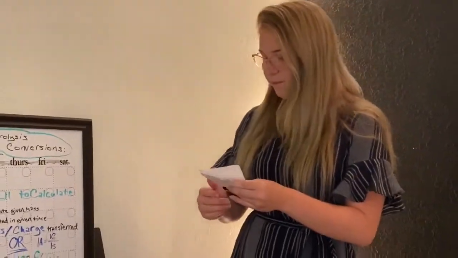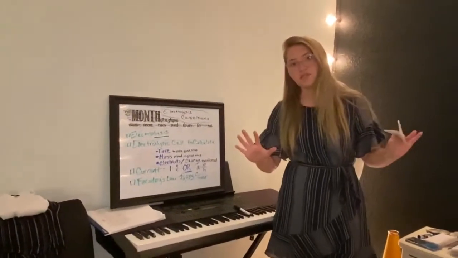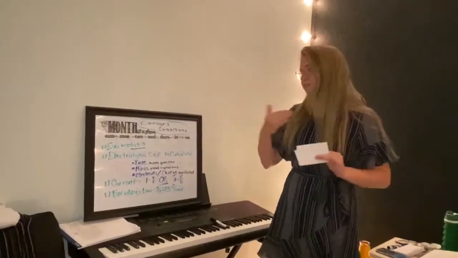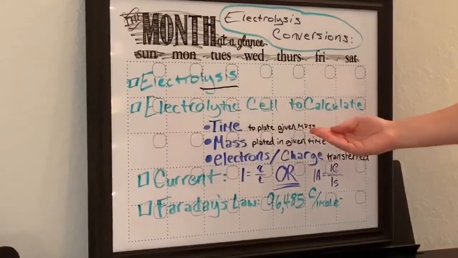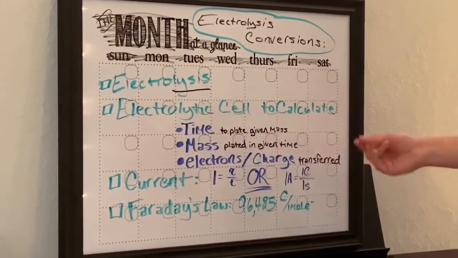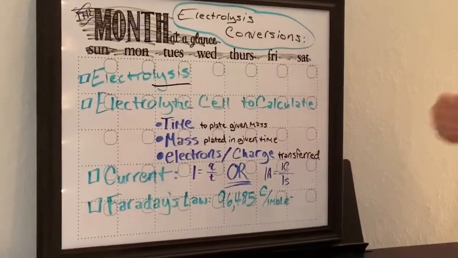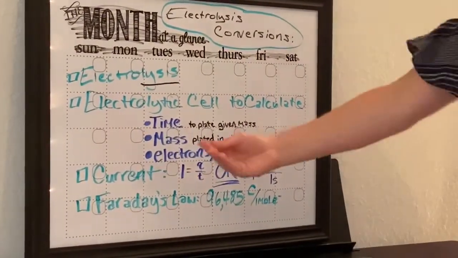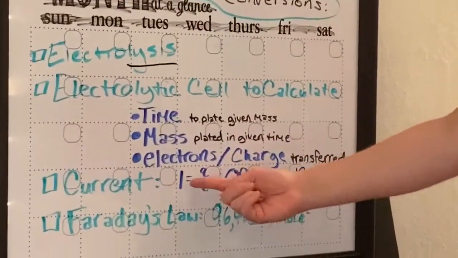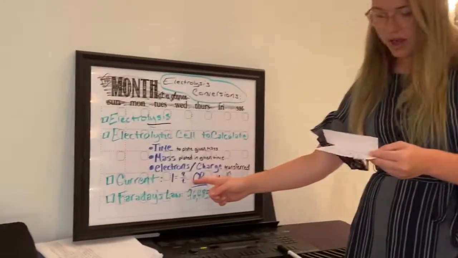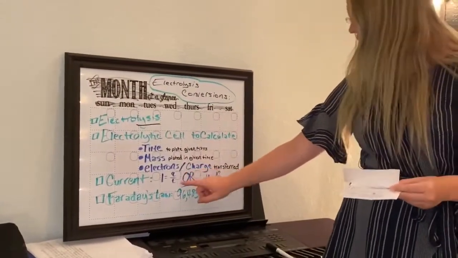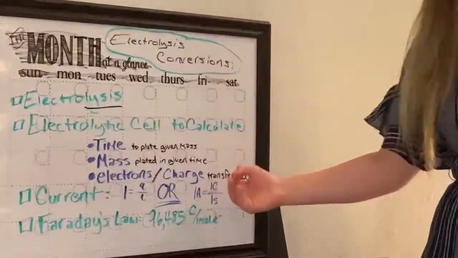Electrolytic cells are different from galvanic cells in that current is applied. You can use an electrolytic cell to calculate the time to plate a given mass, or the mass plated in a given time, and the electrons or charge transferred throughout the reaction. The current is given by this equation: I equals Q over T. I is current in amperes, Q is the charge in coulombs, and T is time in seconds, or 1 ampere is 1 coulomb per second.